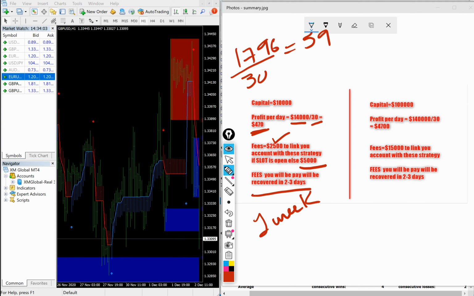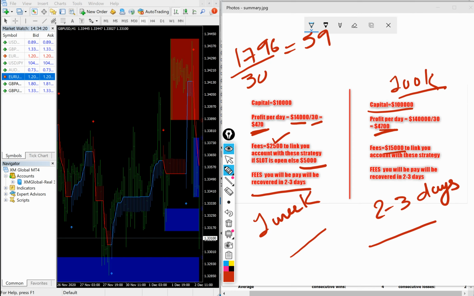Also, let's suppose that you have an account of 100k, then your per day profit will be 5,000, and the fee to connect the 100k account is 15,000. So your fees again will be covered in 2 to 3 trading days. So this is how the strategy is being applied on the account.